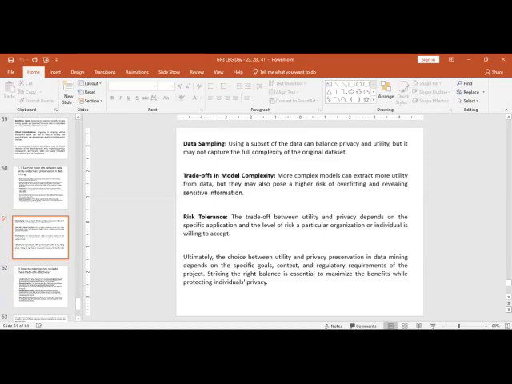Ultimately, the choice between utility and privacy preservation in data mining depends on the specific goals, context, and regulatory requirements of the project. Striking the right balance is essential to maximize the benefits while protecting individuals' privacy.